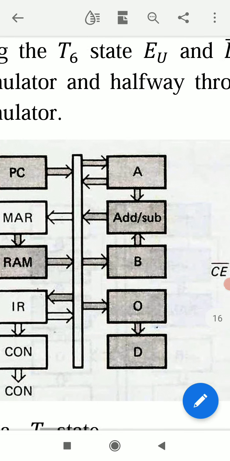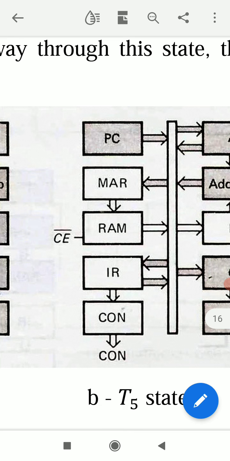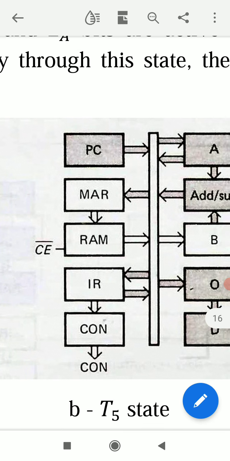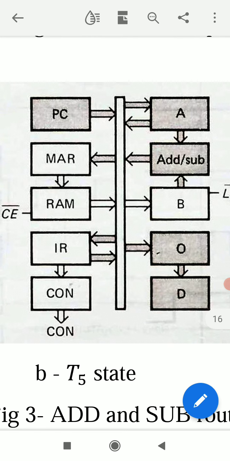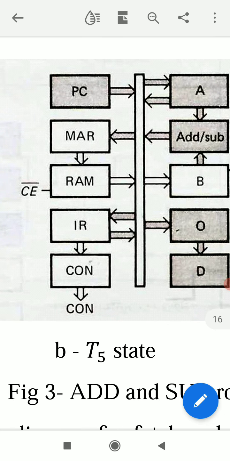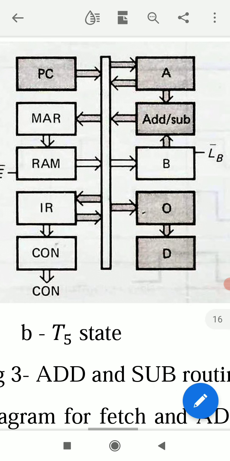Now we have to bring the word, the content of memory location BH, which is stored in RAM, which is the memory, and from RAM this word is taken to this B register. So from RAM the word contained in memory location BH is taken to B register.